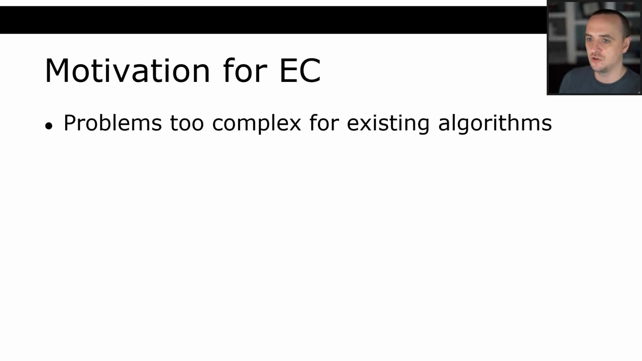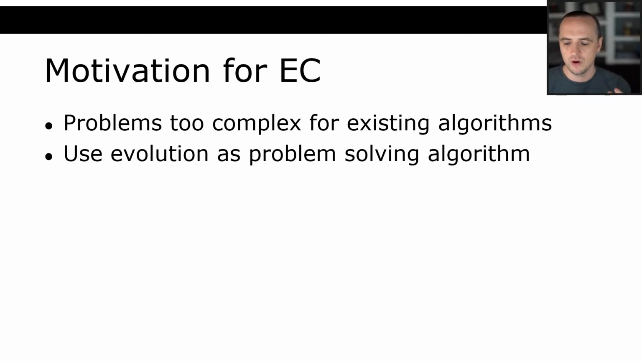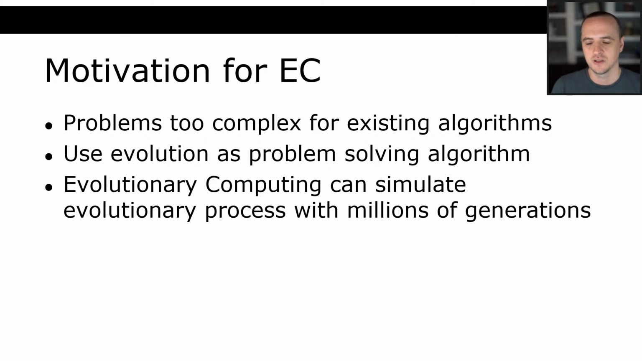What if we had to just choose a floating point number? Well, how do you search through all possible floating point numbers, right? It's not possible. So let's try to use evolution as a problem-solving algorithm. And so EC can simulate evolutionary processes with millions of generations. The problem with nature is that it happens at the time span of actual life.